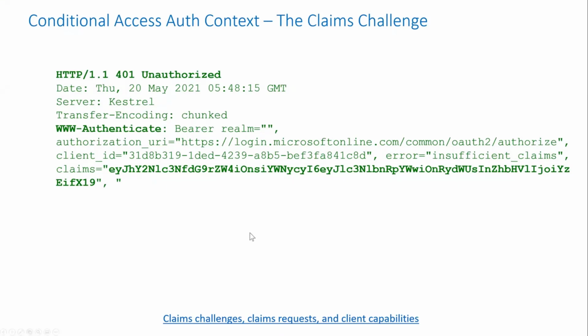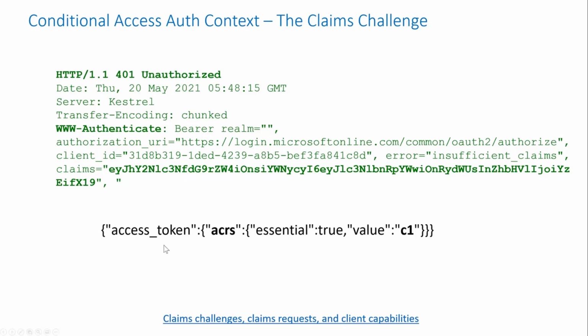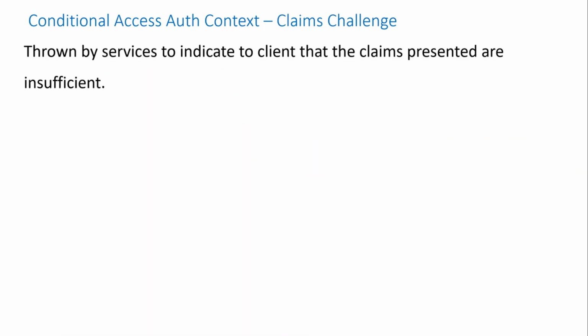So among other things, it has in the bottom line something called claims, which is essentially the service or web API telling the client that I need these extra claims. It reads like this. If you can see, it's basically saying that, hey, in the access token, can we get the ACRS claims, and it should have a value of C1 if you want to delete.